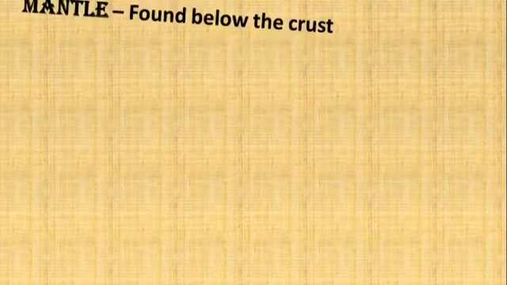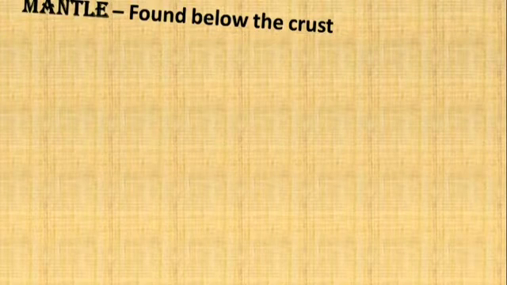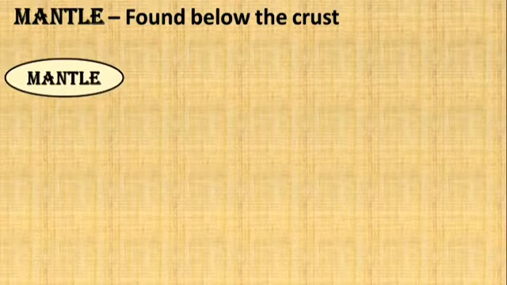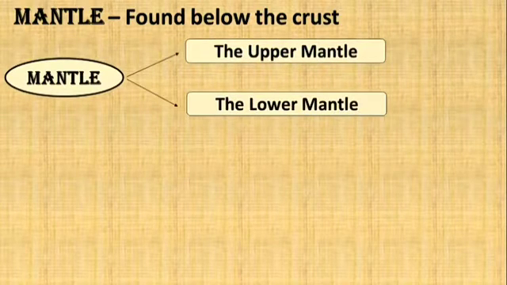Now let's see about the mantle. The mantle is found below the crust. The crust and the mantle are separated by Mohorovicic discontinuity. The mantle is divided into two parts as the upper mantle and the lower mantle. The upper mantle together with the crust is called the lithosphere.